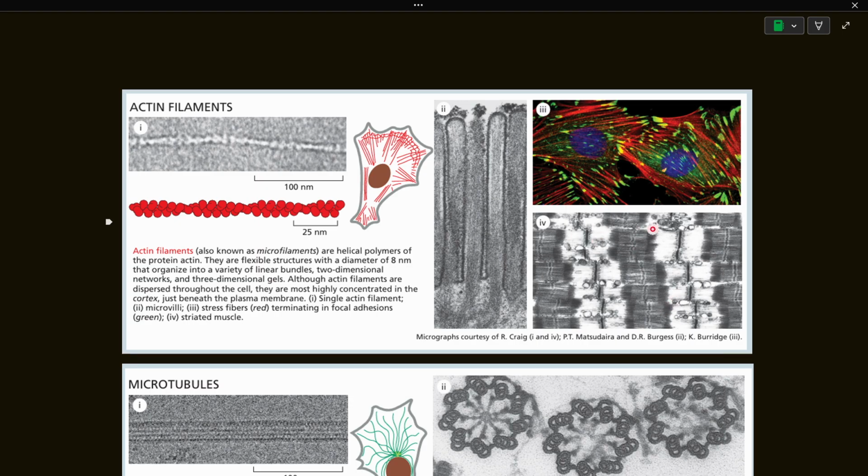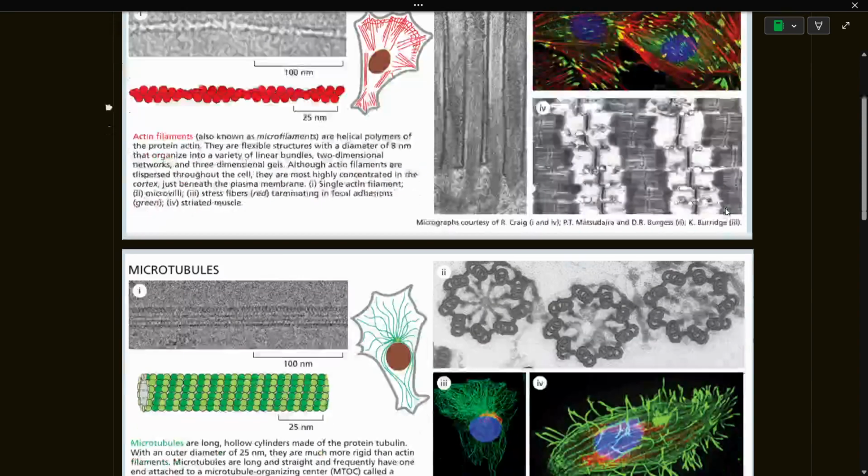This is the image of the striated muscle, the skeletal muscle. Here you can see the actin filaments. We'll discuss this in detail in upcoming lectures.